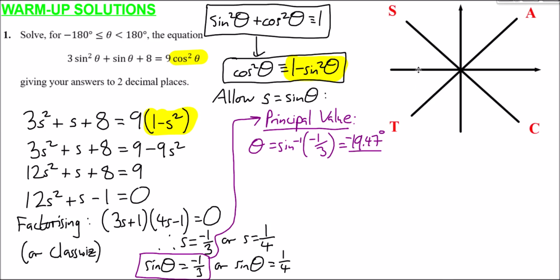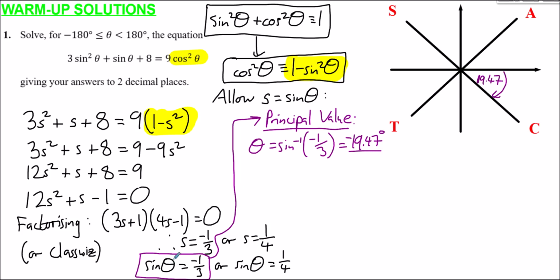I know the principal angle is minus 19.47. Just check it's in range. Yes, it's in between minus 180 and 180. Minus 19.47 means that it's measured down here, like so. So the size of that angle is 19.47.